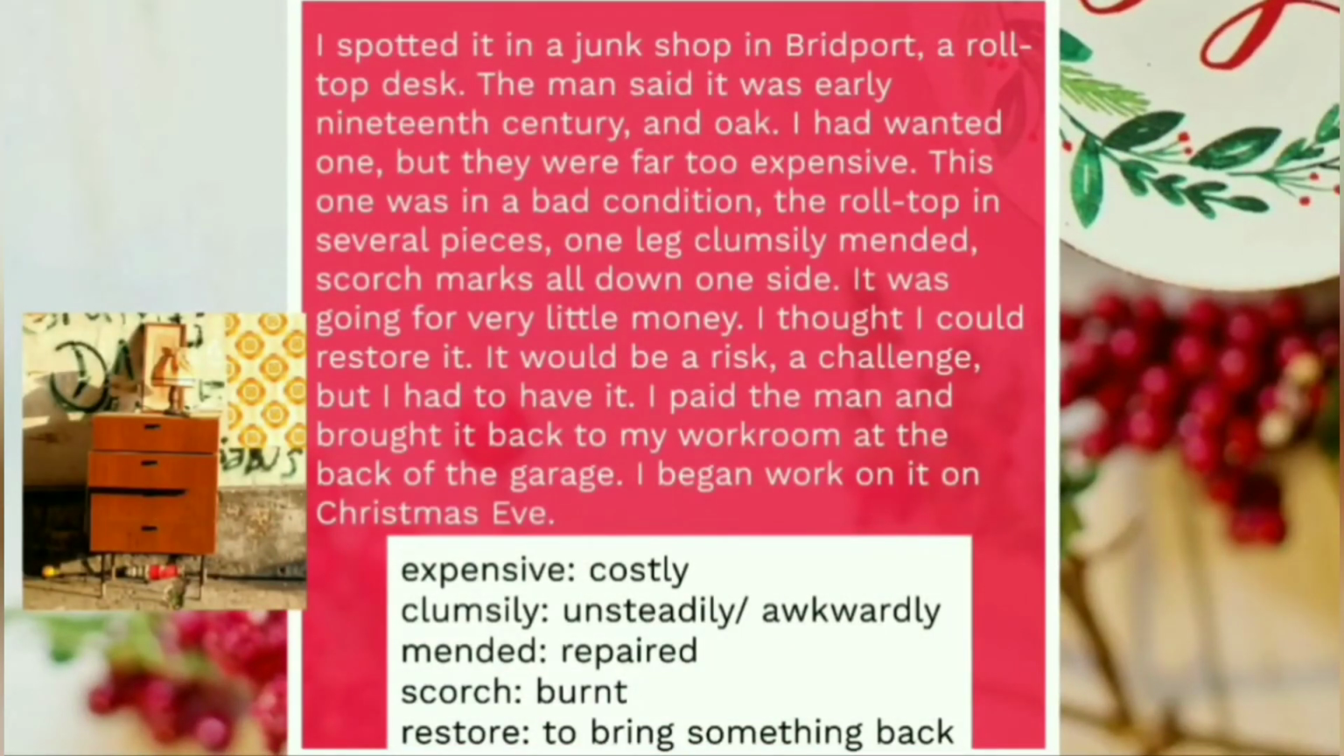I spotted it in a junk shop in Bridport, a roll-top desk. The man said it was early 19th century and oak. I had wanted one, but they were far too expensive.